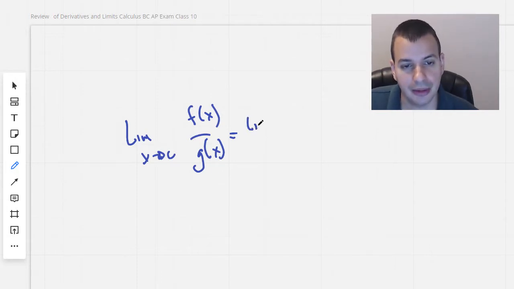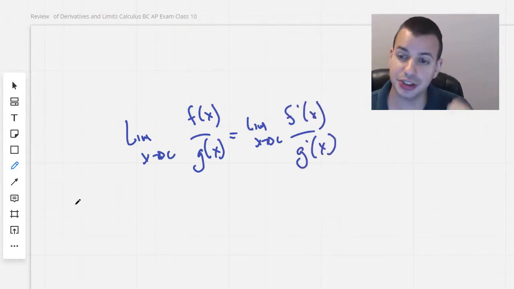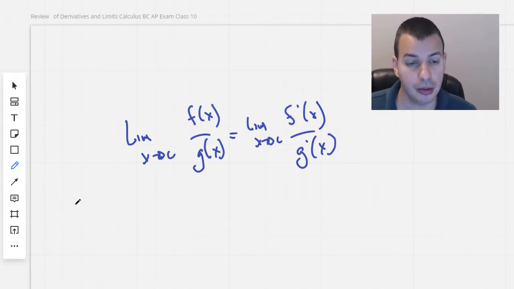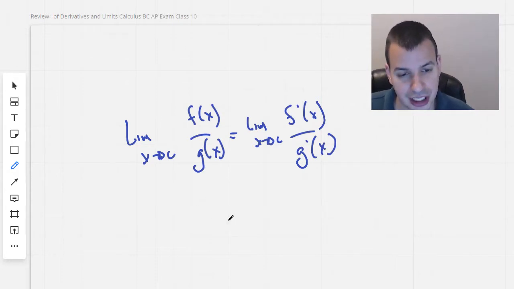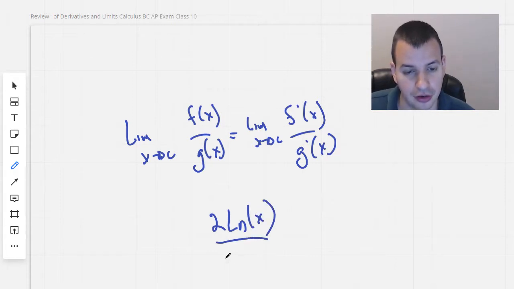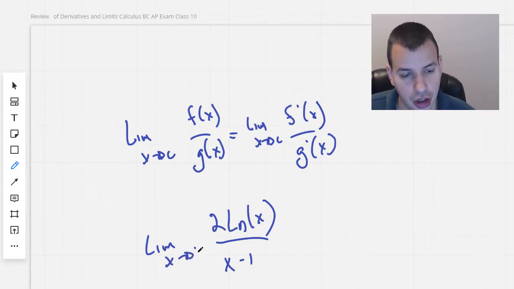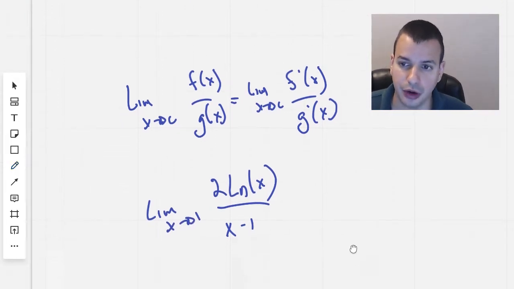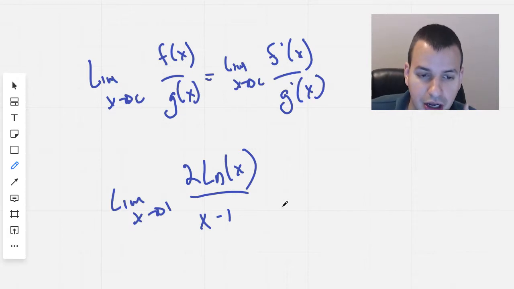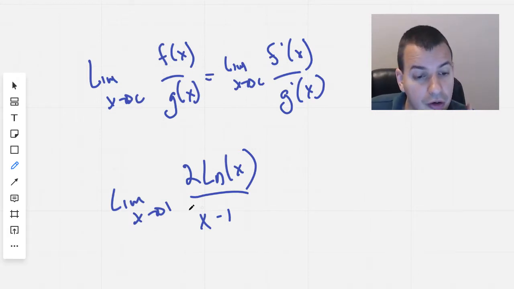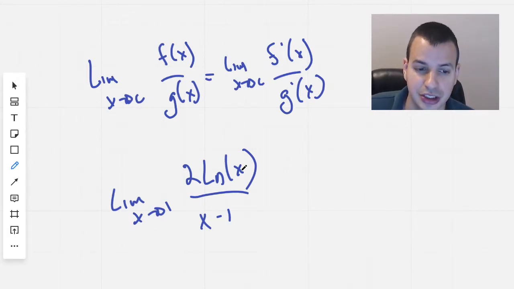would equal the limit as x approaches c of f prime of x over g prime of x. This is presented without any justification or proof. So one example could be the limit as x approaches 1 of 2 times natural log of x all over x minus 1. We try plugging in 1 to see what happens, and we get 2 times natural log of 1 all over 1 minus 1, which is 0 over 0. This gives us an indeterminate form.